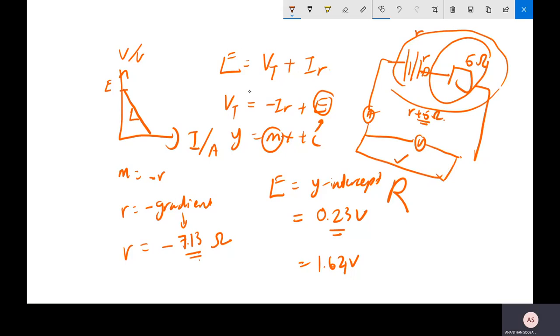You got 0.23 volt, very small. Okay. So 3.06, not more than 5. 3.06 volt for EMF. Okay. Let's see that. Okay, so internal resistance of the battery calculated above include the resistance of 5 ohm. What is the actual internal resistance of the battery?